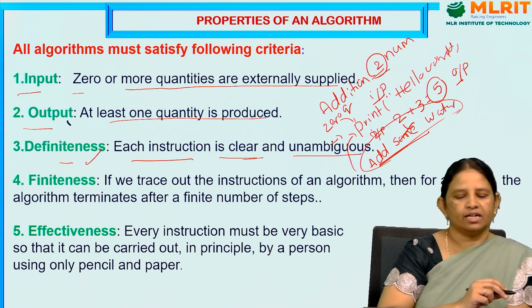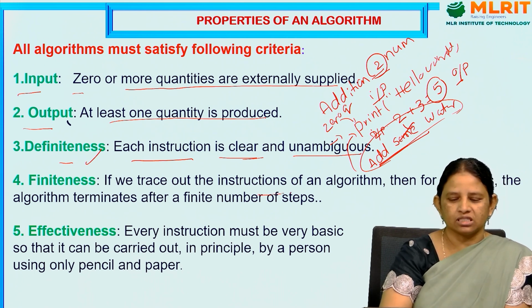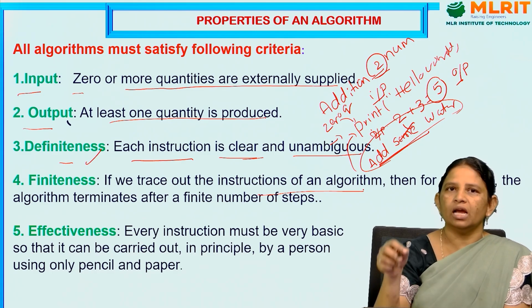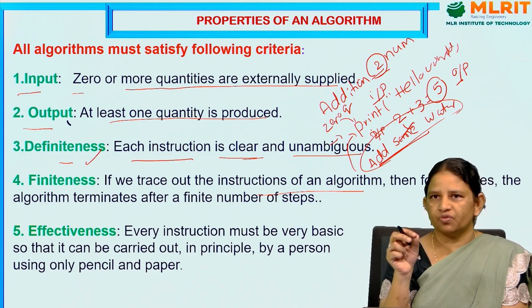Next, finiteness. If we trace out the instructions of an algorithm, it should terminate after a specific number of steps.